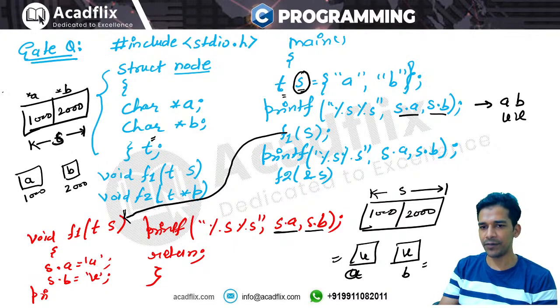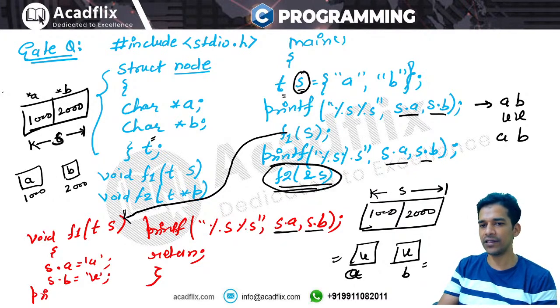Then you are saying printf %d, %s, %s, s dot a, s dot b. Because these values are not changed, again AB will be printed. They are calling the function f2, but this time we are calling the function f2 with the address of structure S. Let us say this structure S is starting from the location 3000. This means that this address 3000 is being passed in this function.